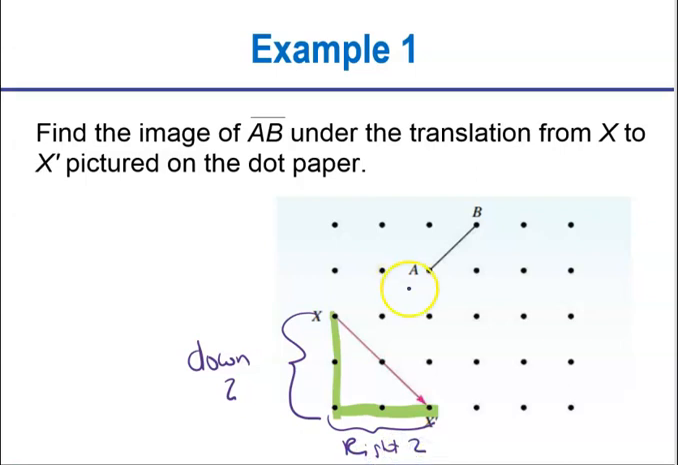So we could do that. We could look at A, and we can move A down 2. Notice I did that, so down, don't count where you are, down 2, and then right 2. So this would be A primed, and let's do the same thing for B. So count B down 2, and then right 2. Down 2, right 2. That would be here. And then that is a B primed, and then you connect the dots, and there's your image.